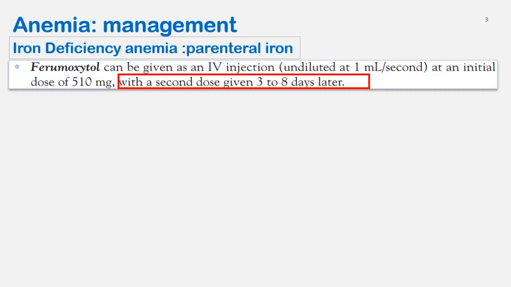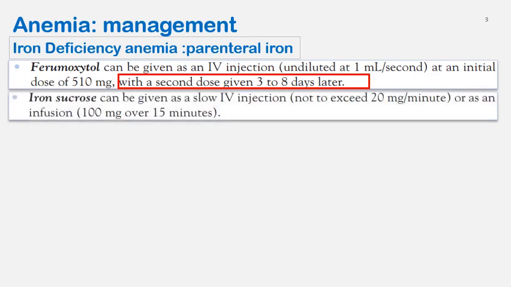These are details about the use of ferumoxytol. It could be given as IV injection, diluted, at 1 ml per second rate of infusion. Dose 510 milligram. A second dose may be given after 3 to 8 days. Iron sucrose should be given as a slow IV injection, okay, not to exceed 20 milligram per minute. Infusion 100 milligram over 15 minutes.